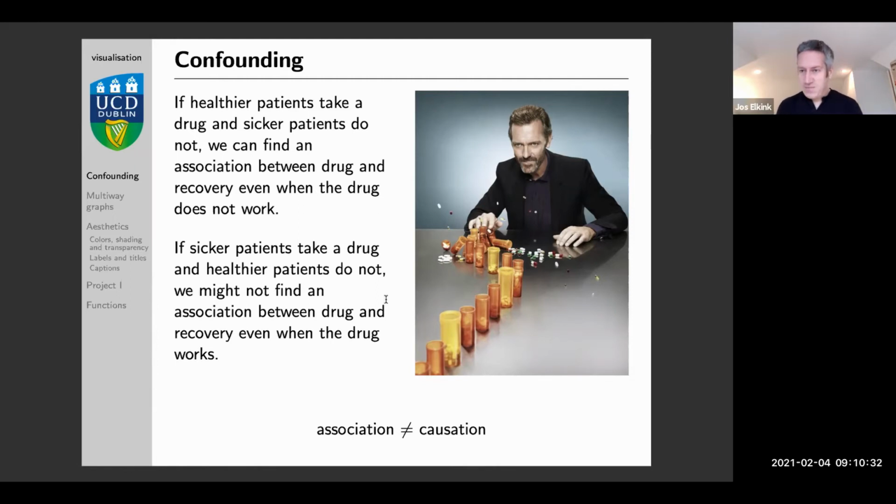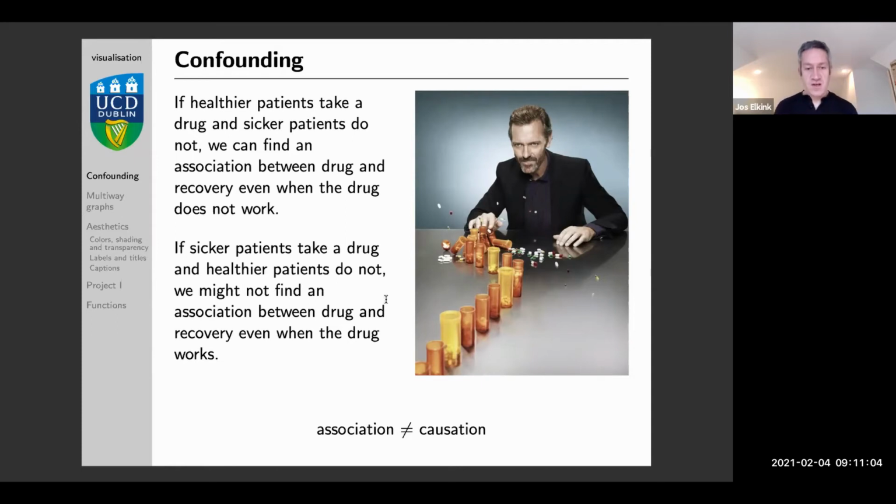Now, if the healthier patients, the ones that are already feeling quite well, stop taking the medicine altogether because they already feel well and don't want to take extra drugs, then that might slow down their recovery, right? So they might feel a little bit better, but not be fully recovered, and then this slows it down. So you might find a relationship even if the drug is not working. Oh, sorry, that's the second example.